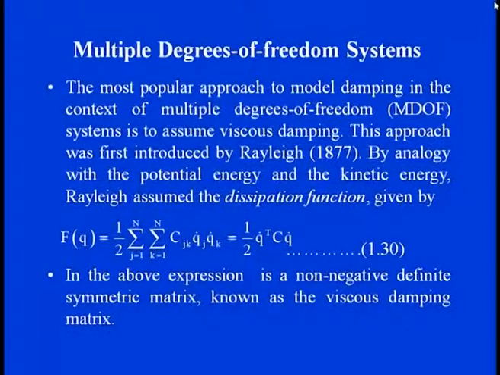and in this, C is a non-negative definite symmetric matrix, which simply gives the viscous damping matrix, and it also has to be symmetric, as we are discussing for common.